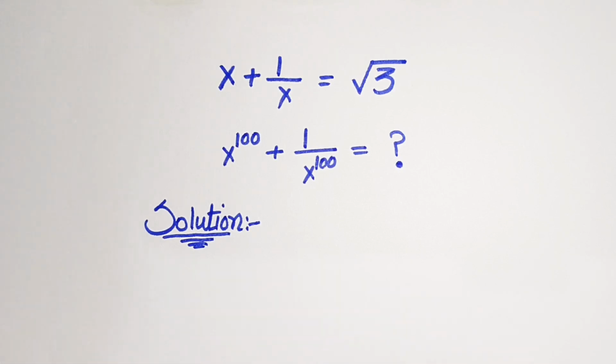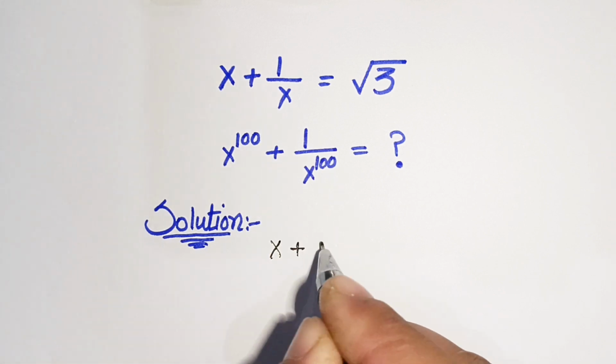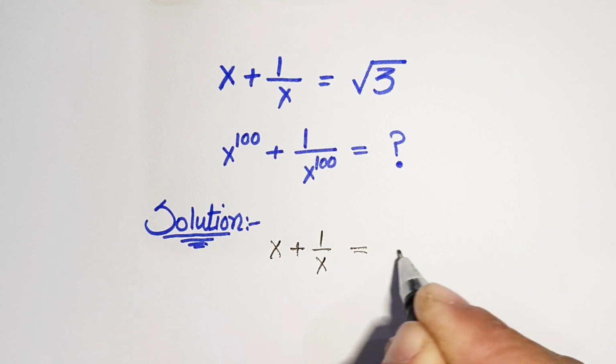Today our question is: x plus 1 over x is equal to square root of 3. So we have to find the value of x to the power 100 plus 1 over x to the power 100.